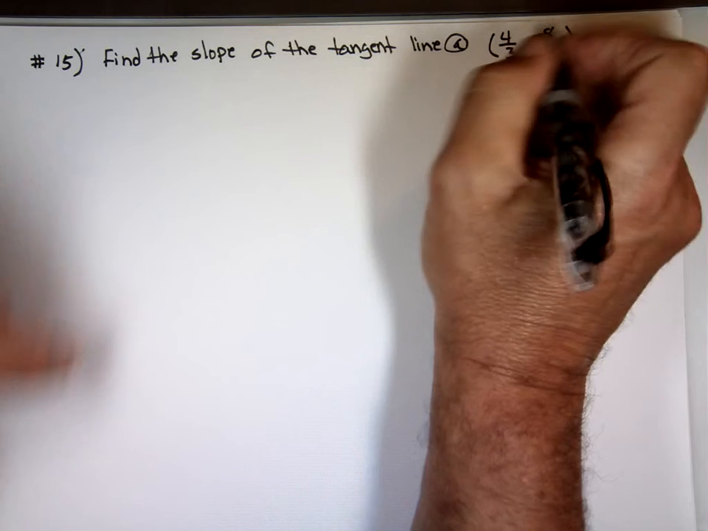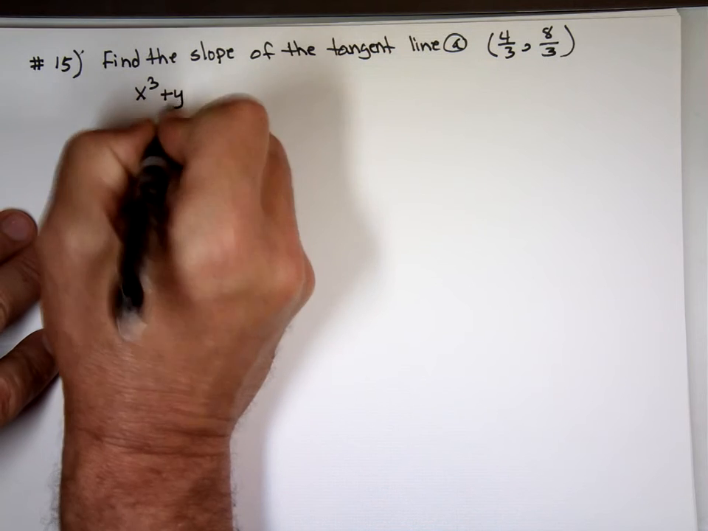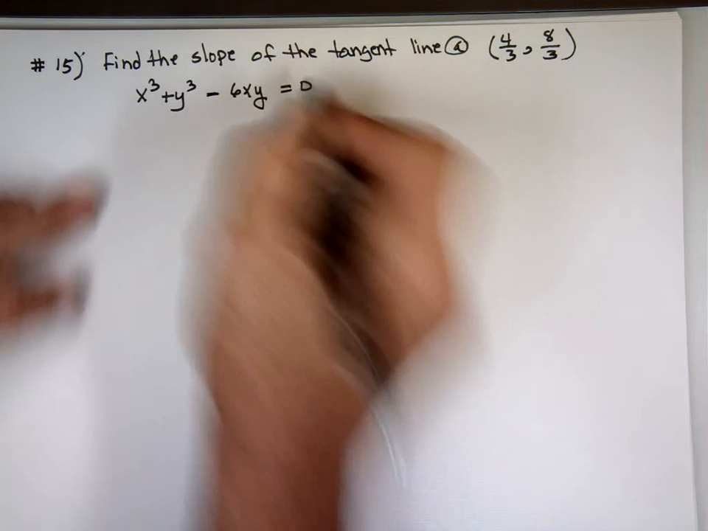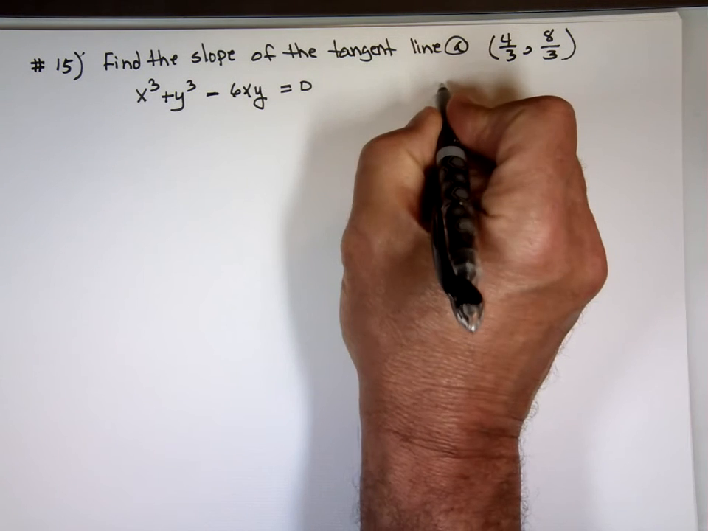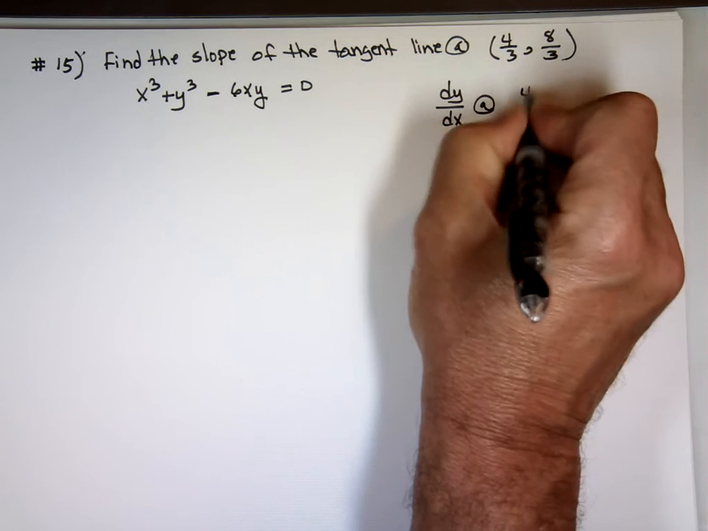And the problem is x cubed plus y cubed minus 6xy equals 0. What does find the slope of the tangent line mean? That's the derivative. The derivative is the slope of the tangent line. So the question really is, what's the derivative? What is dy dx at 4 over 3 and 8 over 3? That's what they're asking you.